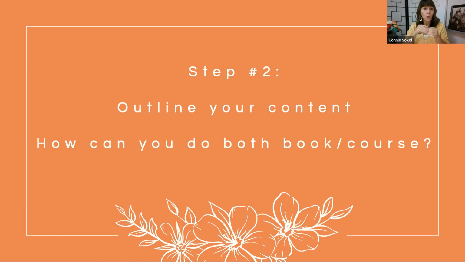Okay, so step 2. Once you know what it is, the outcomes that you want to give to them, you know there's a need, there's a problem, and you know how to solve it, and here are the solutions. Then the second thing is to outline your content. And I submit you can do both as a book and a course. How can you do both at the same time? Because most of the time, I think, it could essentially be the same thing.